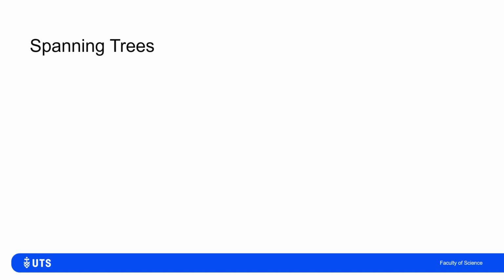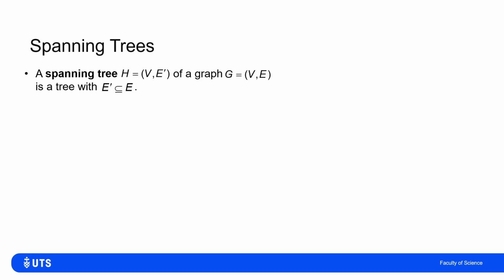Following on from our definition of a tree being a graph which is connected and contains no loops and no circuits, we can define a spanning tree to be a subgraph of a given graph, such that if the original graph has nodes V and edges E, the spanning tree has the same set of nodes V and a subset of the set of edges, which we'll call here E prime.